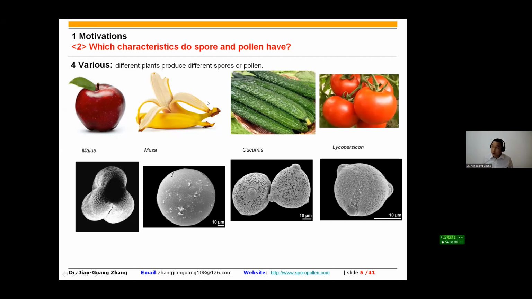The last characteristic of pollen is that they are various. Different plants produce different spores or pollen, but for the same plants.